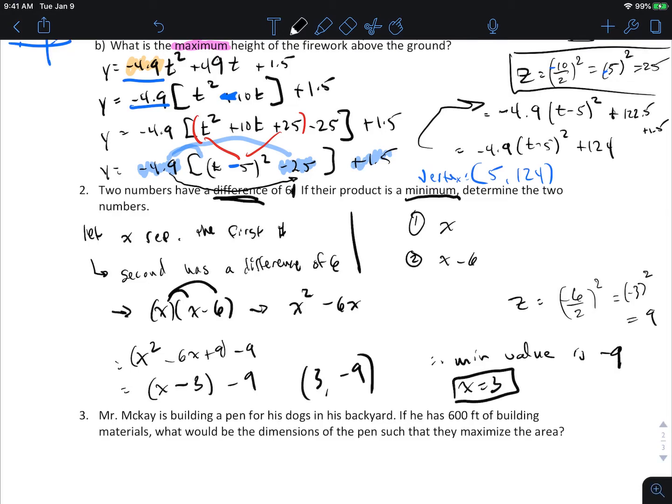So that must mean if their difference is 6, then I can plug it into here and get the other number. The second number is going to be x minus 6. If I plug in 3, I get negative 3. So that's the second number. So there are your two numbers, 3 and negative 3. And then I can put it together in the question: if I multiply them together, they better be a minimum that matches the vertex. 3 times negative 3 is negative 9, so it matches the vertex. Okay. A little bit weird question.